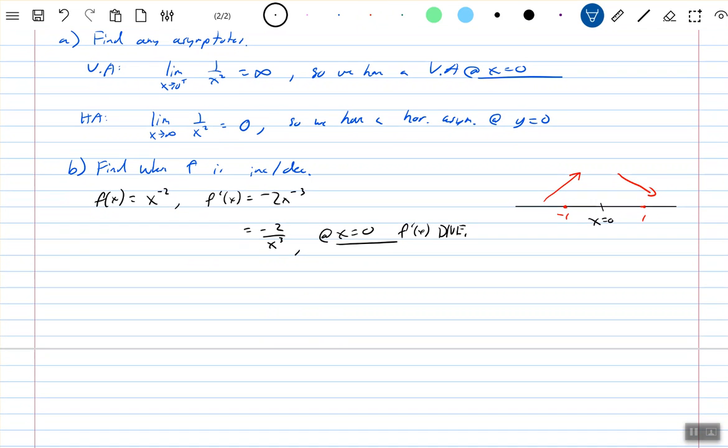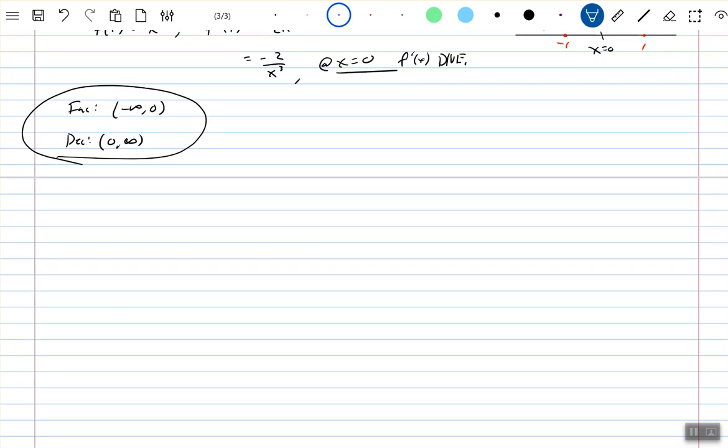So what can we conclude from this? We're increasing on the interval negative infinity to 0, non-inclusive on both ends. Why? Negative infinity is not a number, and 0 is an asymptote. We don't have any sign at an asymptote, so we can't include it. And we're decreasing on 0 to infinity, again not including the endpoints for the exact same reasons. So now we have found where f is increasing and decreasing. Now part C.